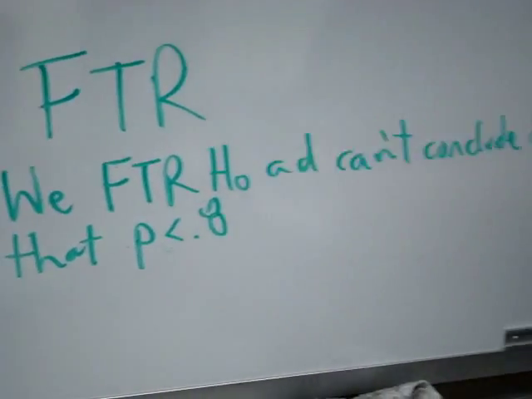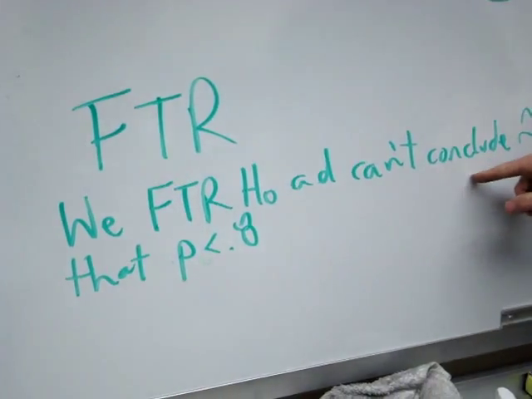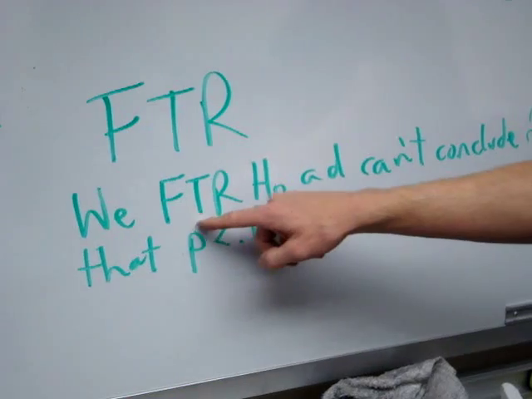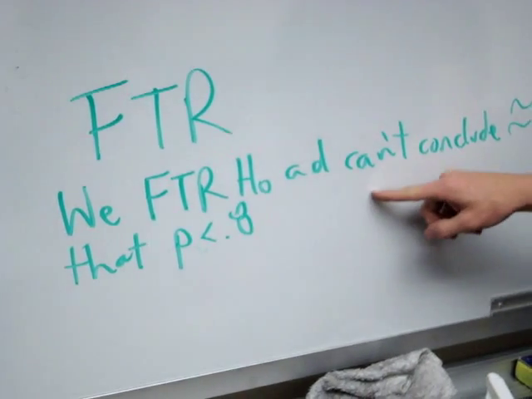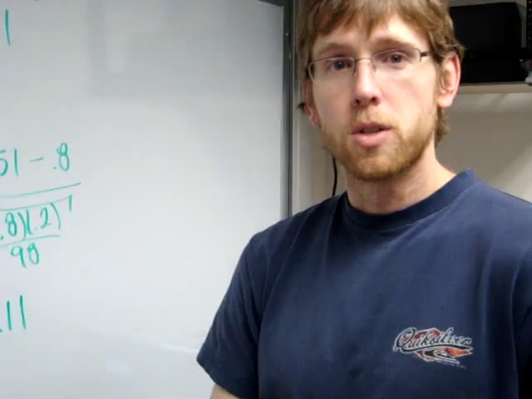So if your p-value had been less than 0.05, then you would have said we do reject the null and we can conclude that p is less than 0.8. So you can exchange the fail to reject for reject and the can't for can, and then just write out your alternative. All right, so that's it.